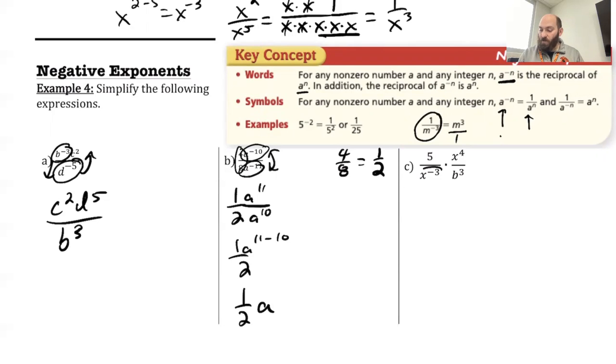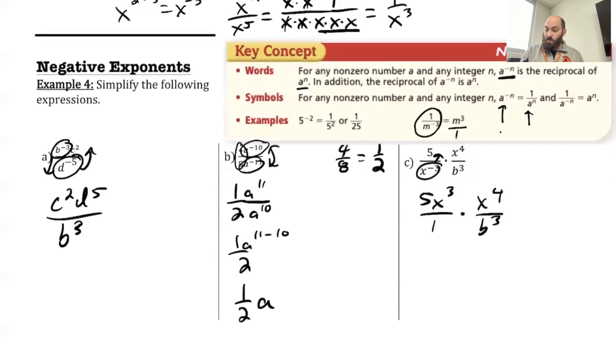All right, part C. Again, I'm going to go ahead and just do this. That's going to move to the top. It's going to move to my numerator. So it's going to be 5x to the third power over 1 times x to the fourth over b to the third power. Again, the only thing that moves are the x's with their bases. So if x is the negative third, that's what moves. I didn't switch 5 and x, okay? 5 here is a positive 1 for its exponent, so I don't have to worry about changing that.